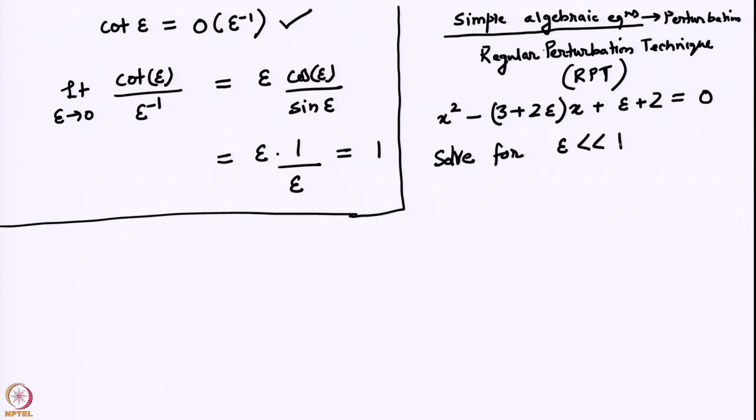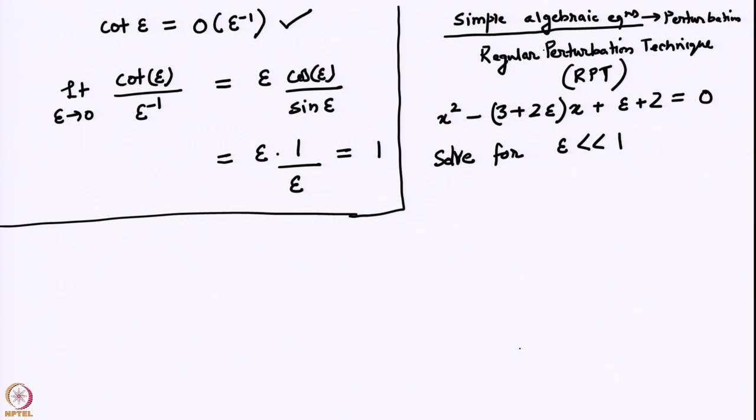Now of course we can solve this exactly. This has been chosen such that there is an exact solution. So we all know what is the formula for finding the root of a quadratic equation. Let us pretend for the time being that we do not remember that formula. So let us solve this example in a perturbative fashion.